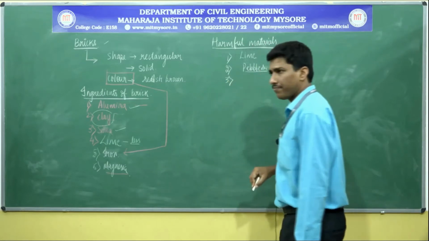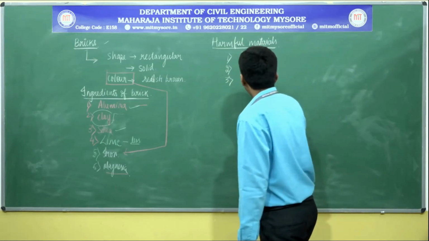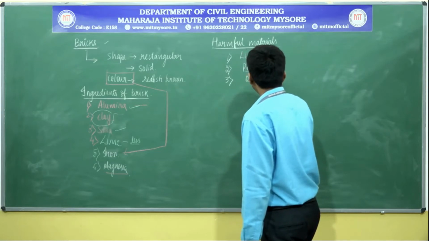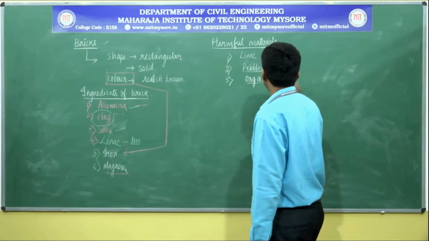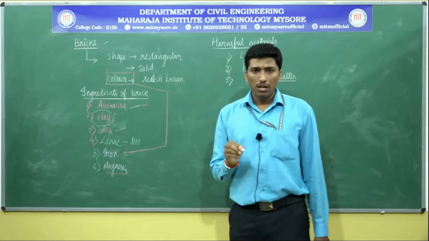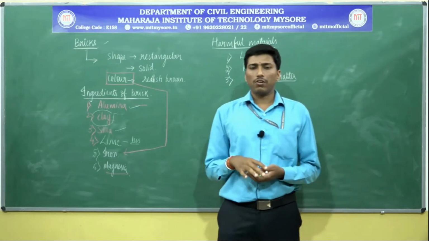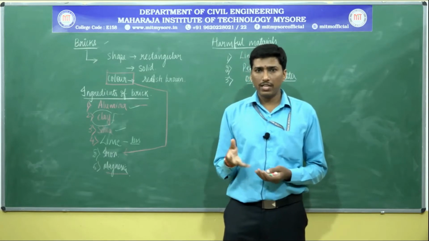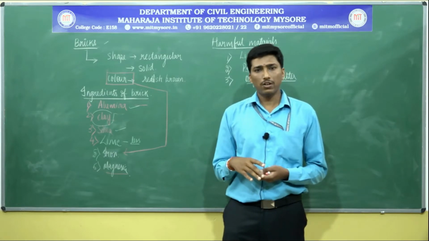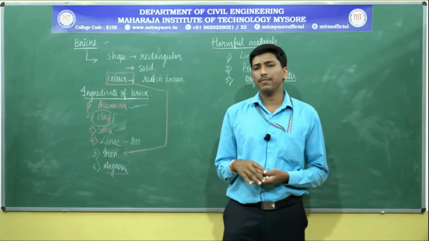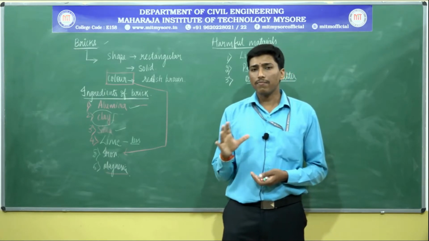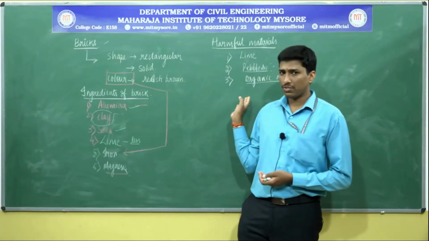Third one, we have organic matter also, or what we call vegetative matter. Organic matter is the growth of the vegetation or the crops. When they are dried, they remain in wet or dry form after their death and decay. That part of the ingredients shall not be present.